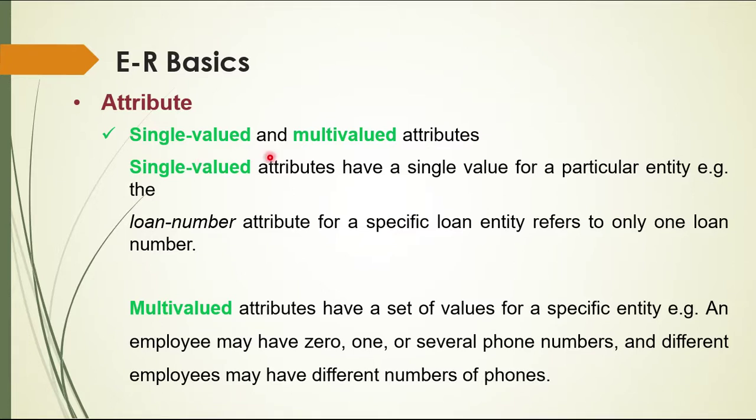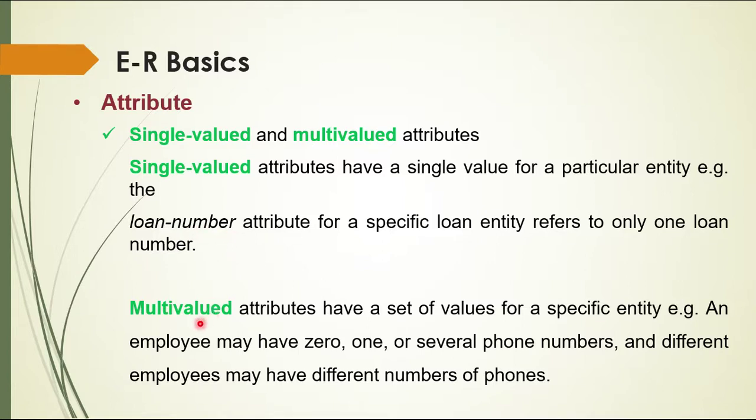Now single value attributes and multi value attributes. As the name suggests, single value attributes have a single value for a particular entity. For example, students have only one enrollment number. Student is an entity, roll number is an attribute, and roll number or enrollment number is a single value. So it is an example of a single value attribute.